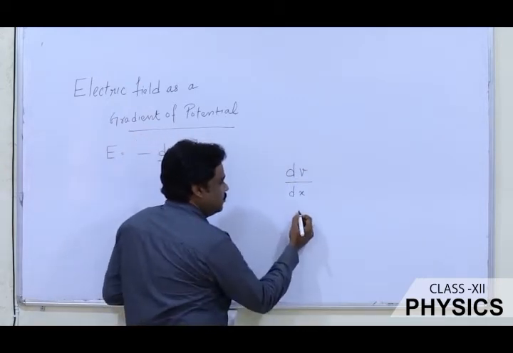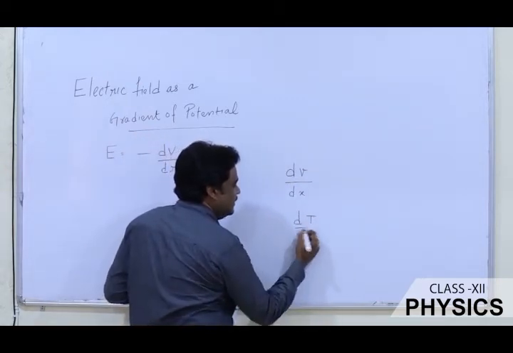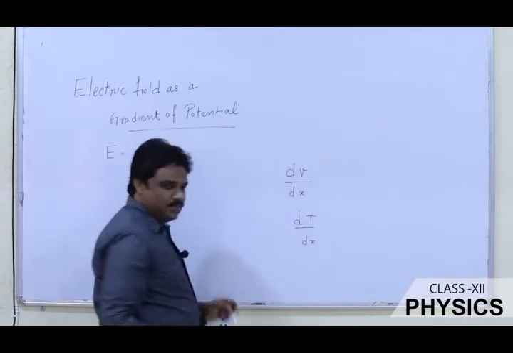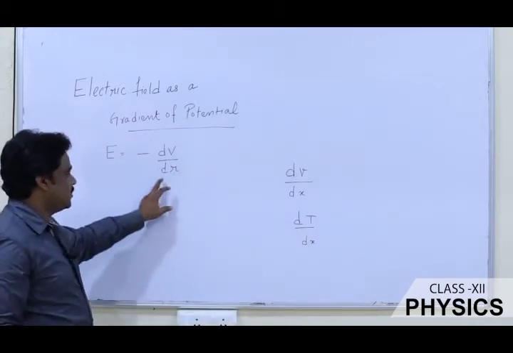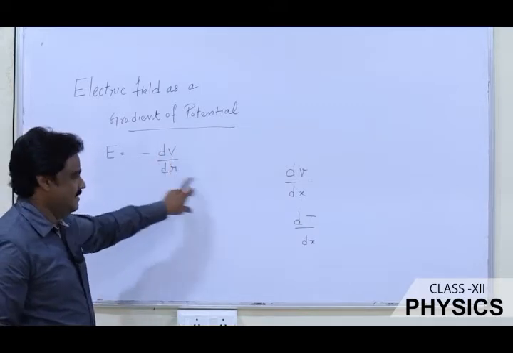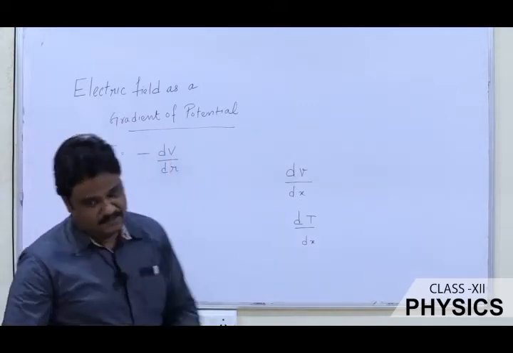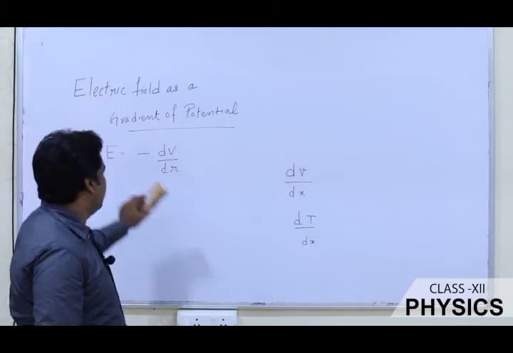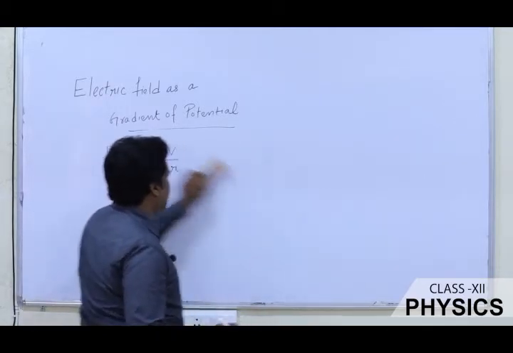Similarly, for temperature, I can write it as dT by dx. So by extending the same logic, potential gradient can be written as dV by dr. Instead of x, we are using r. So we are going to prove E is equal to minus dV by dr.